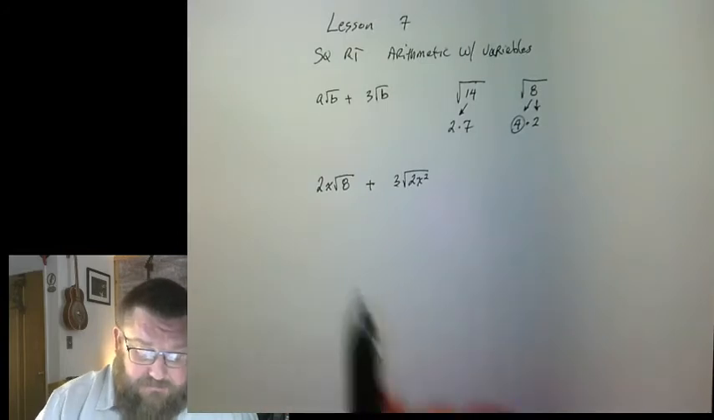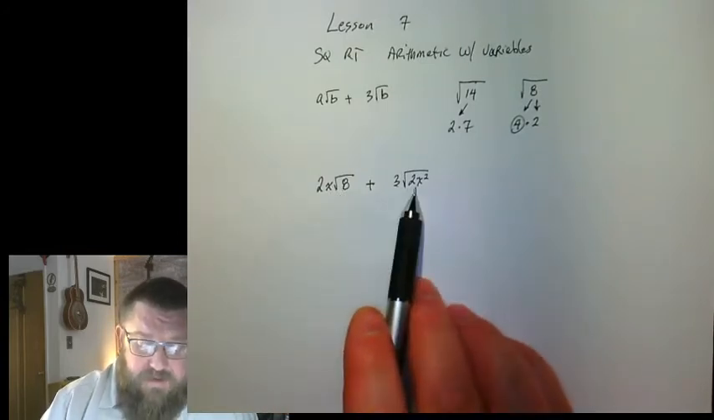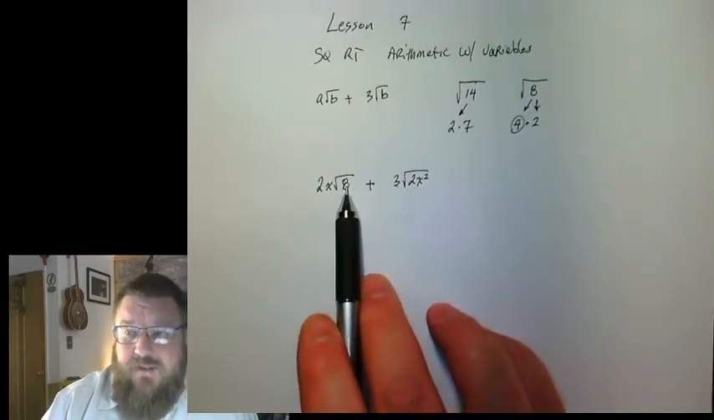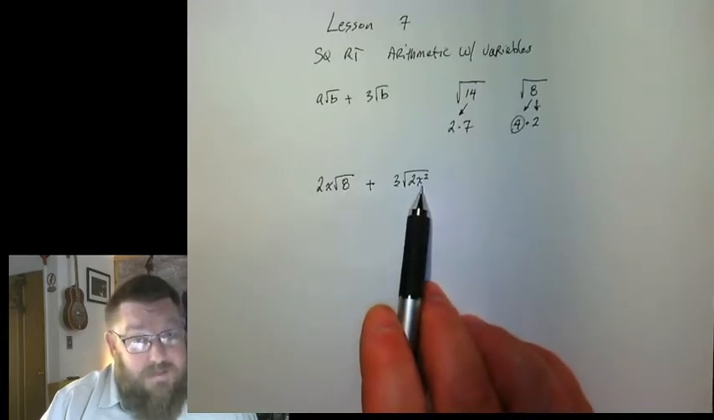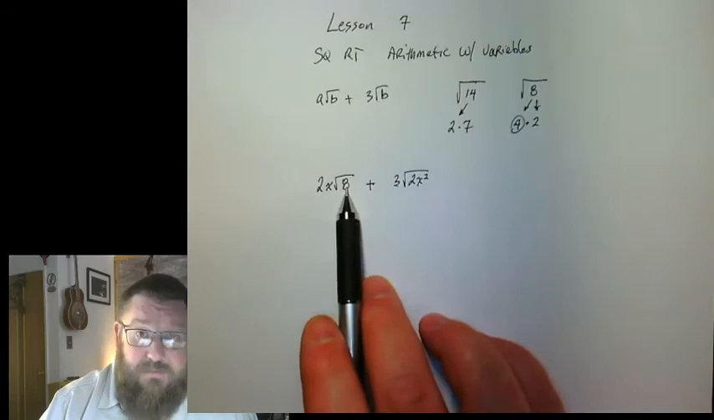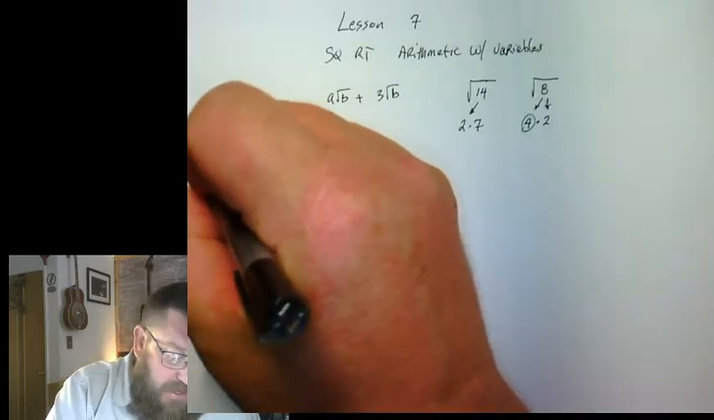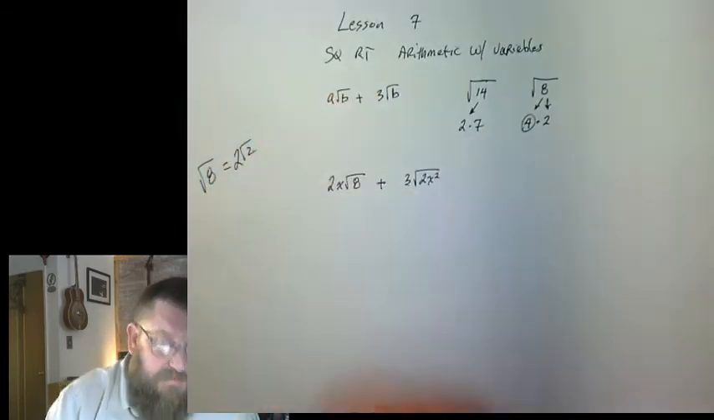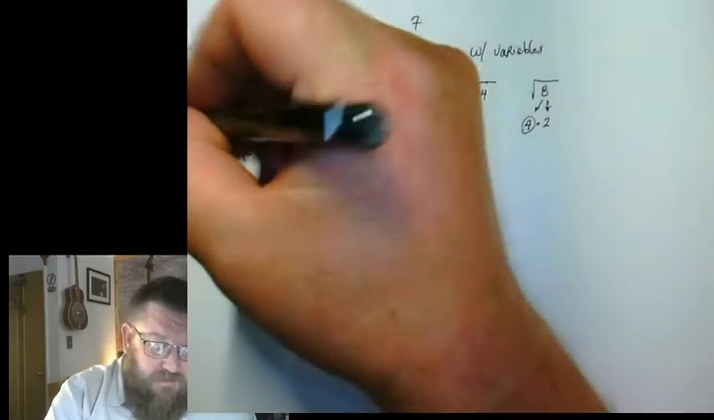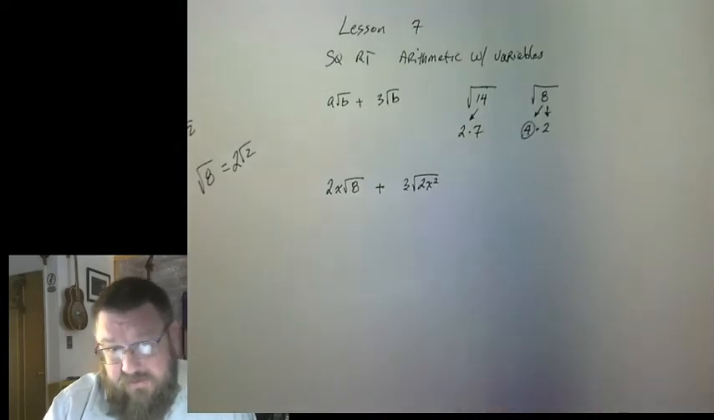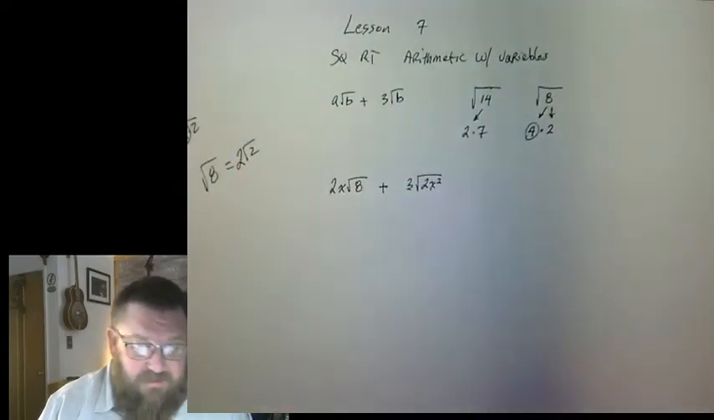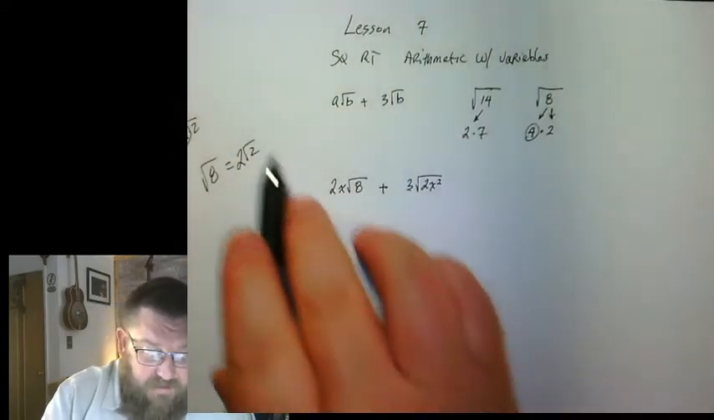Let's get into this, right? Now, the way they stand right now, you can't add these because these radicands are different. 8 and 2x squared are not the same. But we need to simplify. This one can be simplified because the square root of 8 is, of course, 2 root 2. We've seen that one a bunch of times. The reason it's 2 root 2 is because 4 times 2 is 8. So the square root of 4 times the square root of 2 is the square root of 8. The square root of 4 says what times itself is 4, and it's 2.